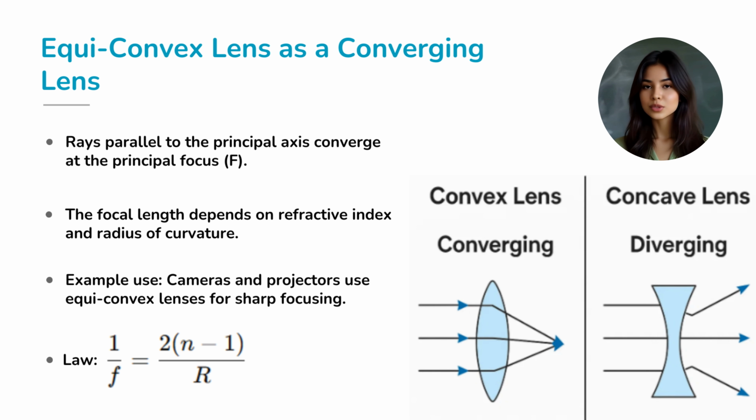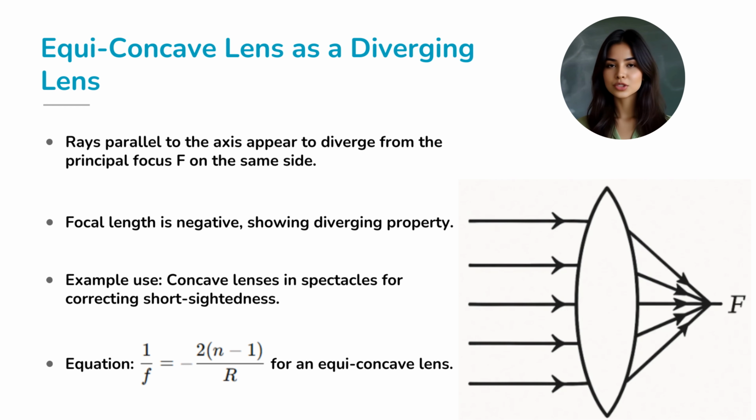And here's a real-life use: cameras and projectors rely on equiconvex lenses for sharp focusing. So, next time you watch a movie on a projector, thank the humble convex lens for that crisp image. Without it, your film night would look like a blurry watercolor painting. And don't forget, convex lenses are converging lenses, while concave lenses are diverging lenses. The convex one brings rays together like best friends, while the concave one pushes them apart like siblings fighting over the TV remote.